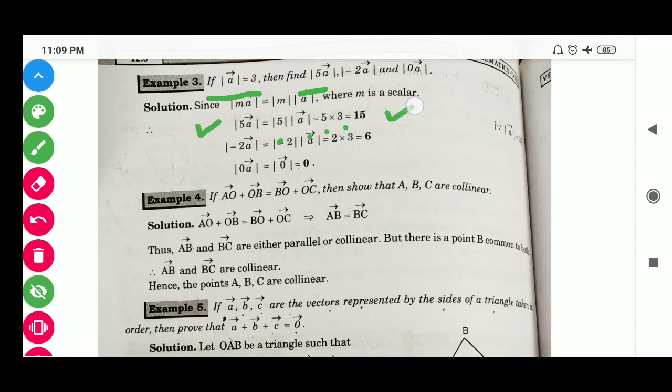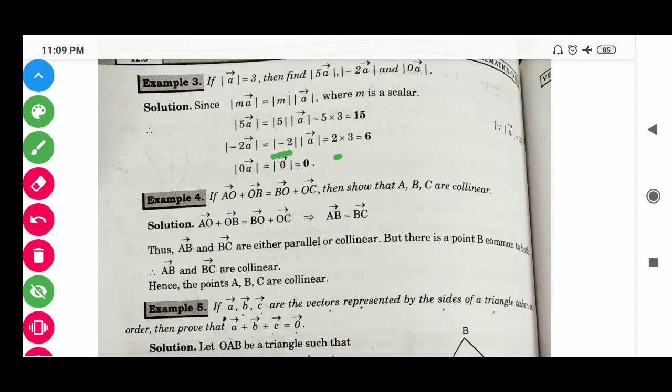So, we get 15. In the same way, the magnitude of minus 2a vector we will write as magnitude of minus 2 and magnitude of a vector, and students, length must be positive. So, we write here 2, and the value of a vector is 3. In this way we get the answer 6, and the last one is the magnitude of 0 times a vector. So, its value becomes 0. So, this is a very simple question.